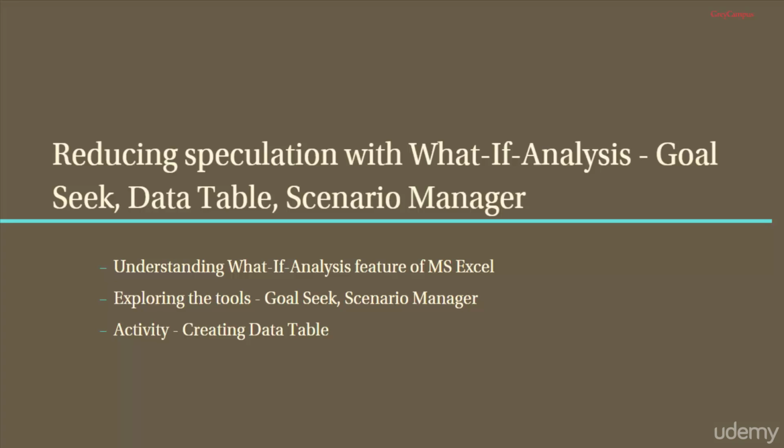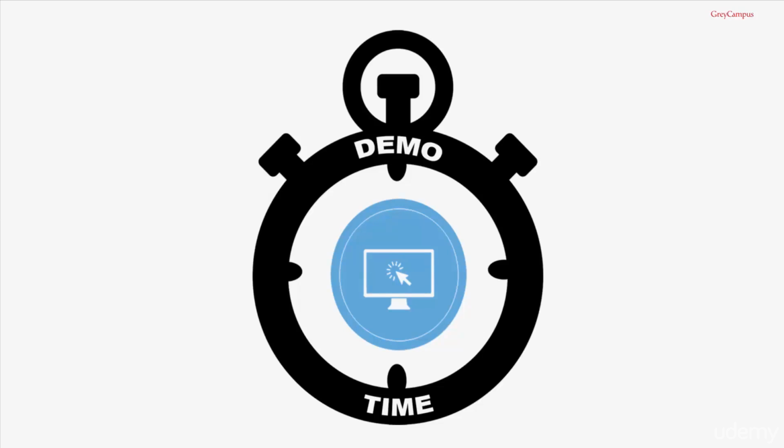So let's move on to the data analysis part. What-if analysis, we say. This particular analysis is actually used for reducing data speculation. So instead of thinking what will happen, you can actually see the results directly on screen. So this is the benefit. So let's move on to our Excel sheet.